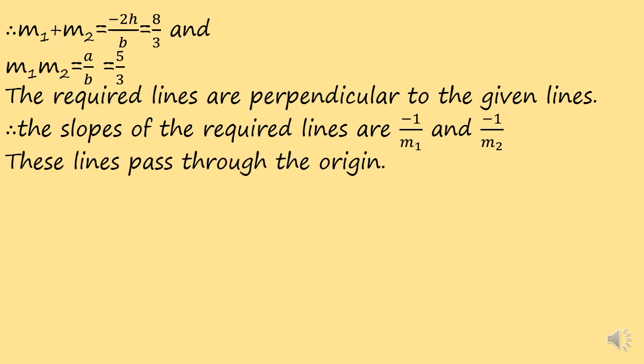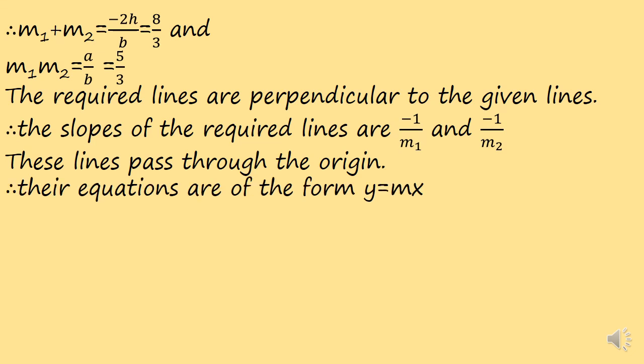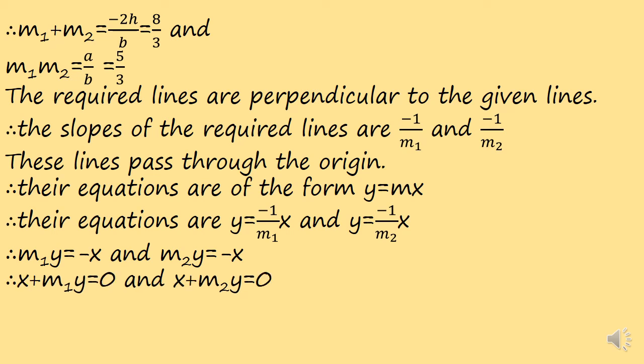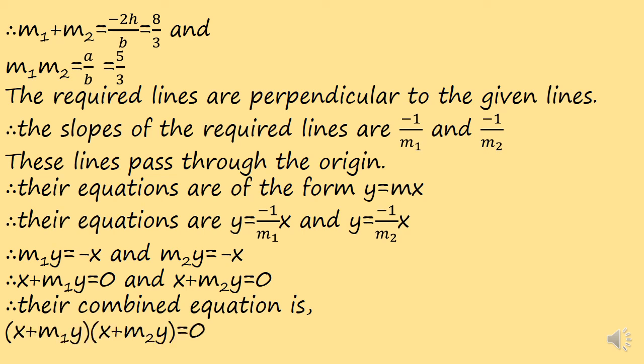Now, these lines also pass through the origin. So, their equations become y is equal to mx. That is, y is equal to minus 1 upon m1 x and y is equal to minus 1 upon m2 x. So, thus we get m1 y is equal to minus x and m2 y is equal to minus x again. Simplifying this, bringing everything to one side, that is LHS, we get these two equations as the required equations of the lines. Now they are asking the combined equation of the lines. So by combining both these equations, we get the combined equation this way.